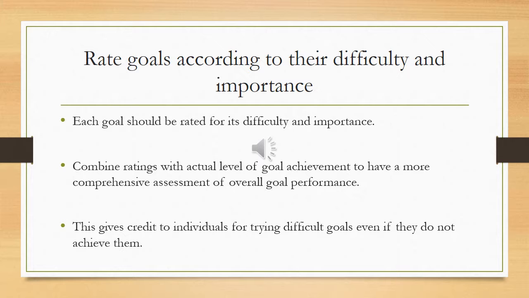When these ratings are combined with the actual level of goal achievement, you will have a more comprehensive assessment of overall goal performance. This procedure gives credit to individuals for trying difficult goals, even if they do not fully achieve them. An employee who sets easy goals and exceeds them might get a lower overall evaluation than the one who sets hard goals and only partially attains them. And similarly, an employee who reaches only low priority goals and neglects those with high priorities could be evaluated lower than the one who tries for important goals and only partially achieves them.